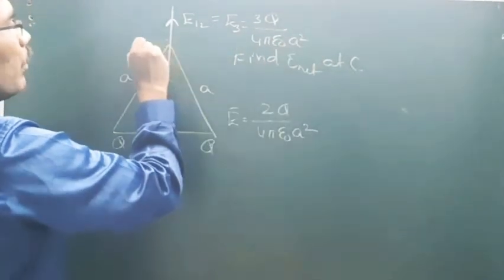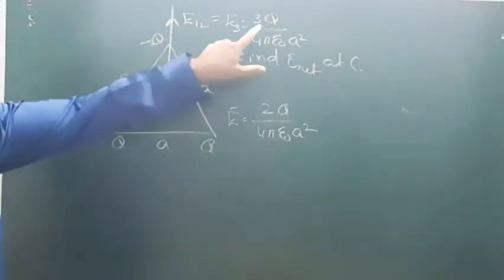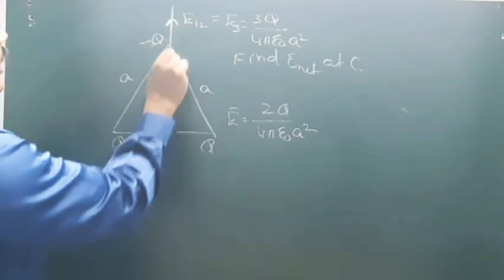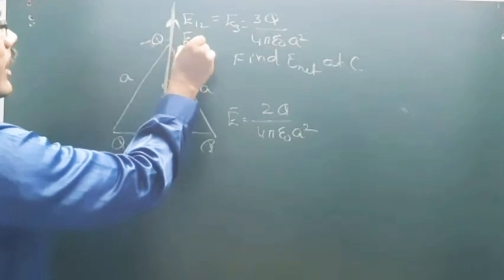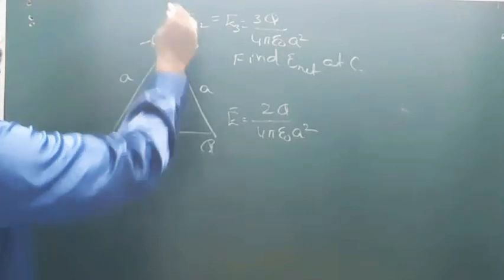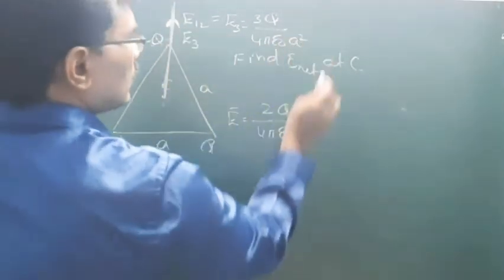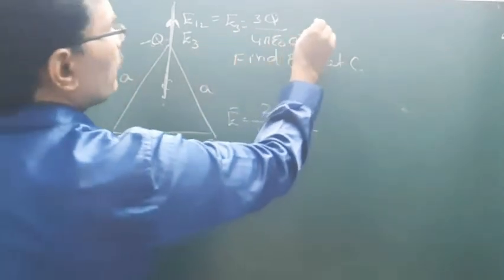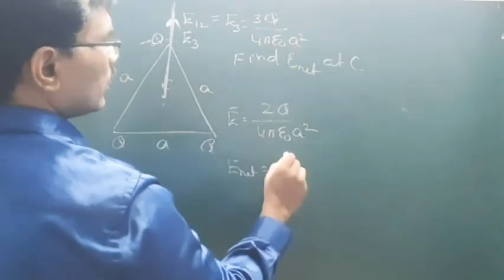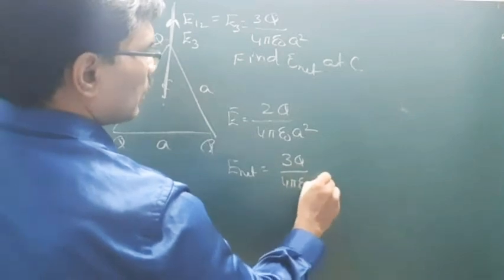But here, minus Q is given. So that means the resultant of these two is equal to this much, which is acting upward. And this negative charge also has its electric field in the same direction, because for a negative charge, the field is towards the charge. So now E3 is also in the same direction, and the resultant of E12 is also in the same direction. So therefore, what is the net field now? Another 3Q. So E net is 3Q by 4 pi epsilon naught A square.